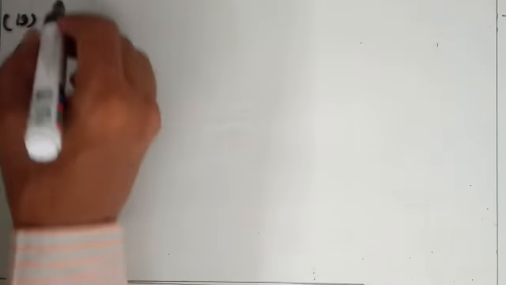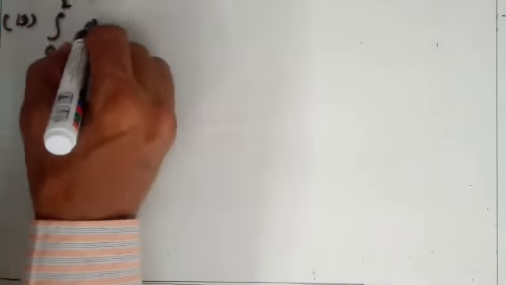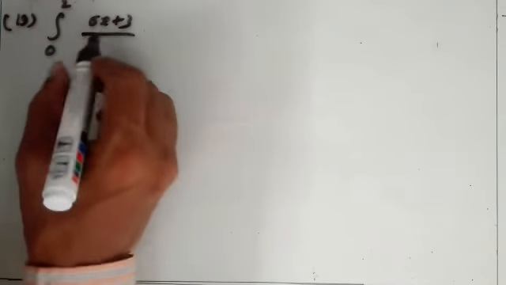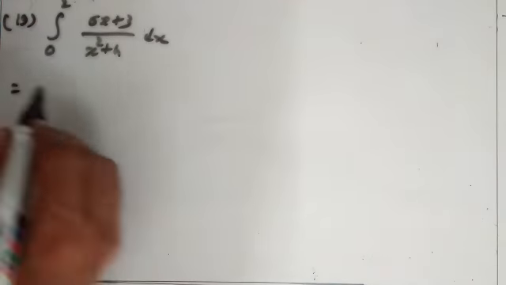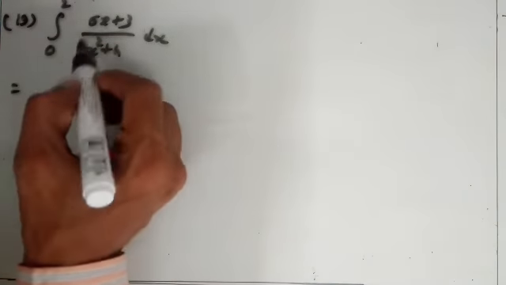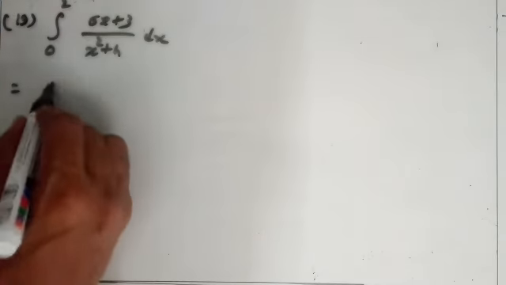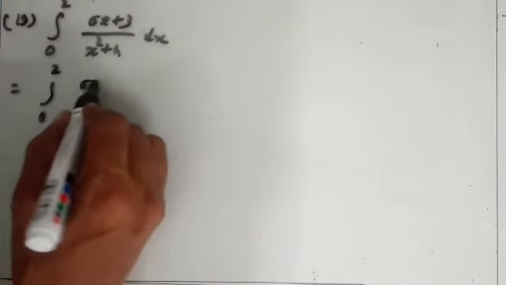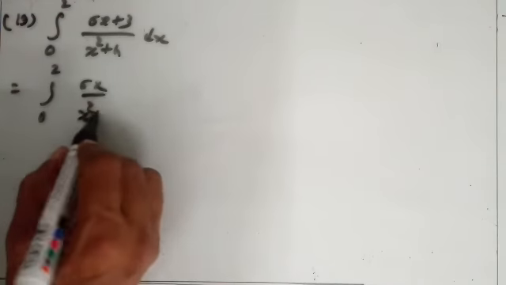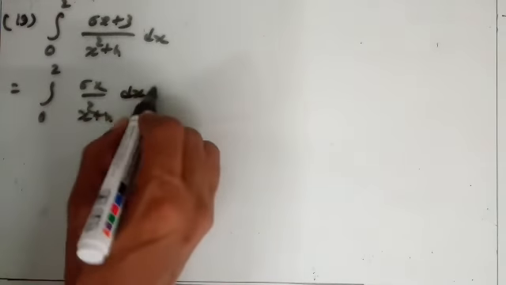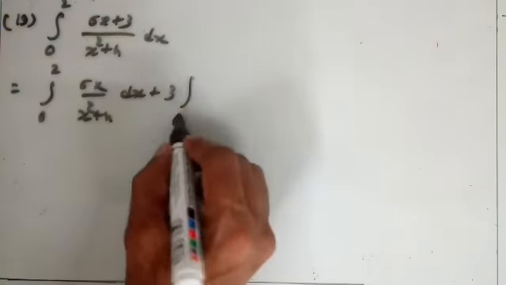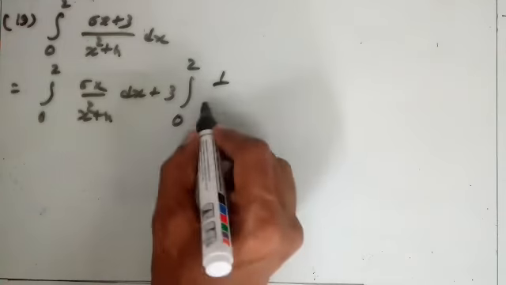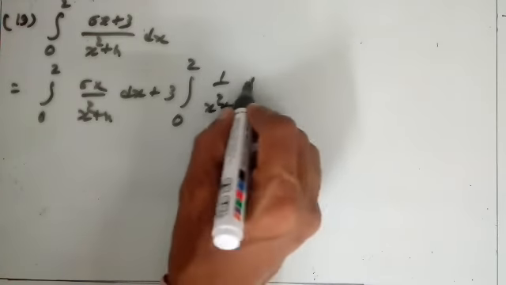Now question number 19. Find the definite integration from 0 to 2 of (6x plus 3) upon (x square plus 4) dx. In this type of integral, first we divide by x square plus 4 to both terms. We get integration 0 to 2 of 6x upon x square plus 4 dx plus 3 take outside, integration 0 to 2 of 1 upon x square plus 4 dx.